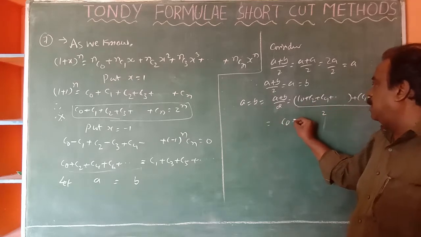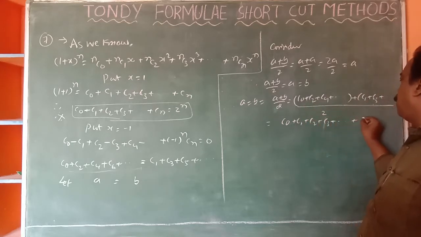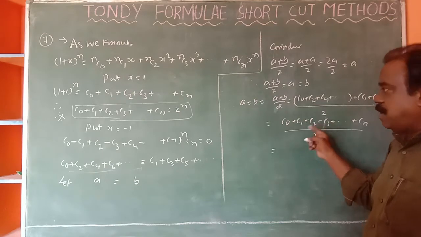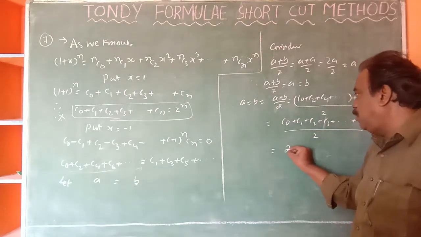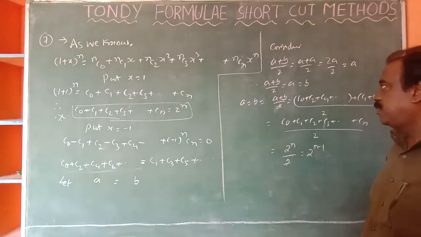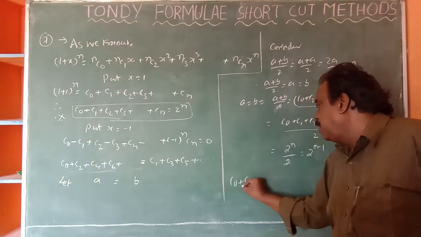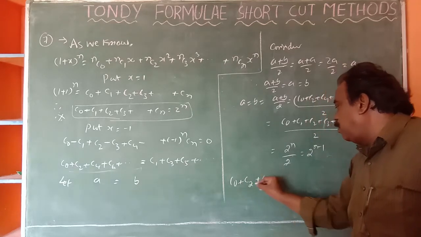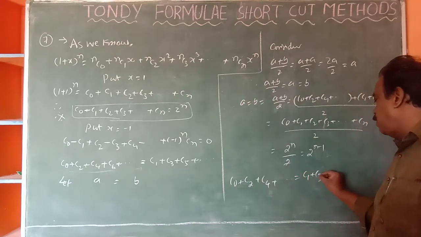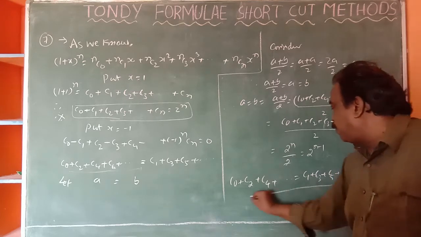So it is in order C0 plus C1, C2 plus C3 and so on to the last Cn. It is divided by 2. We know that the sum of all binary coefficients is 2 power n, divided by 2, so it is 2 power n minus 1. The result in LHS, A: what is A? C0 plus C2 plus C4, the sum of even coefficients, is equal to the sum of odd coefficients, and it is nothing but 2 power n minus 1.